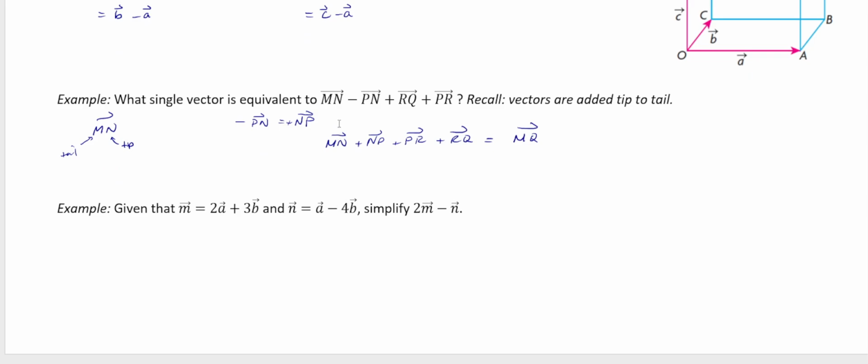Okay, finally, given that vector m is equal to 2a plus 3b and vector n is equal to a minus 4b, simplify 2m minus n. So m is 2a plus 3b, so I go 2 times the quantity 2a plus 3b. I have to put a coefficient of 2 in front of that, and then minus, and then over here I'll have a minus 4b. So this 2 distributes in, I get 4a, plus 6b, then minus a, and then plus 4b. So that's 3a plus 10b.